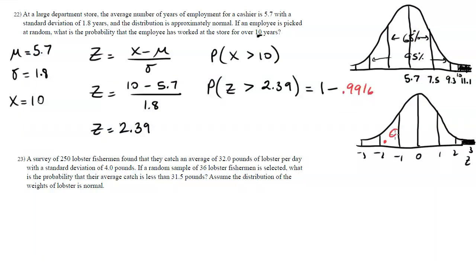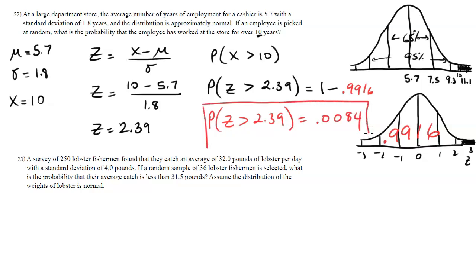So this area here is 0.9916. And if I subtract from 1, I'll get my answer. So that's 0.0084. And that's the probability that an employee has worked at the store for over 10 years. In the solutions, you'll see this as a percent, so you move the decimal point 2 places to the right. So it's 0.84%. Same solution. They're both the same.